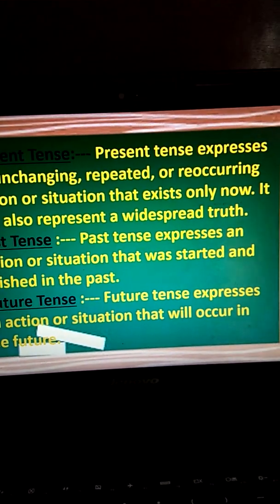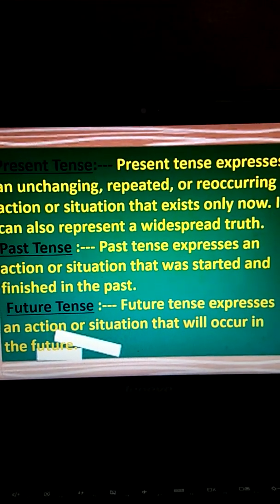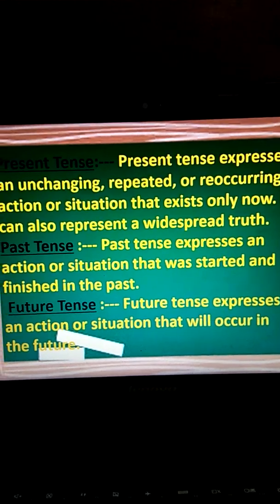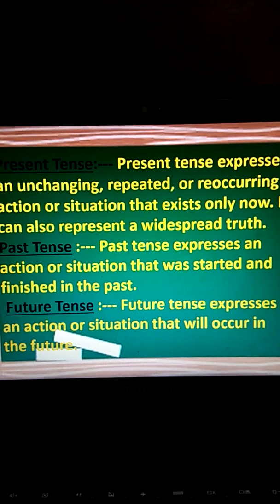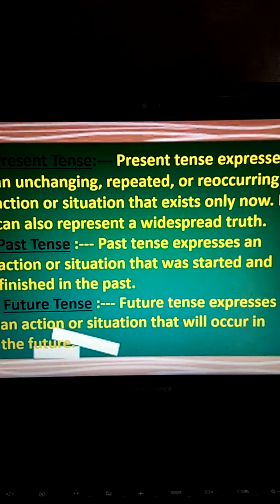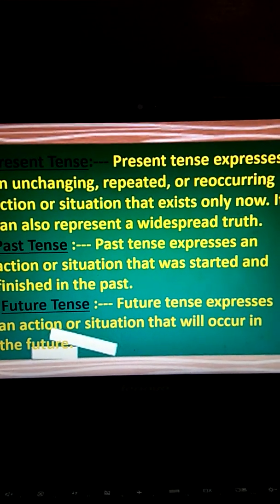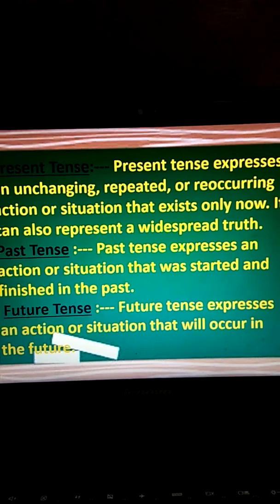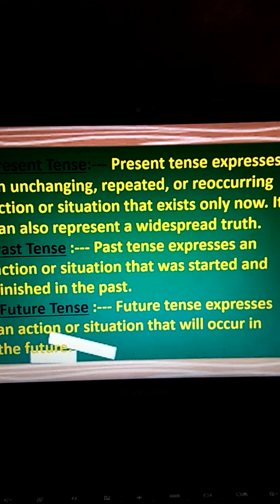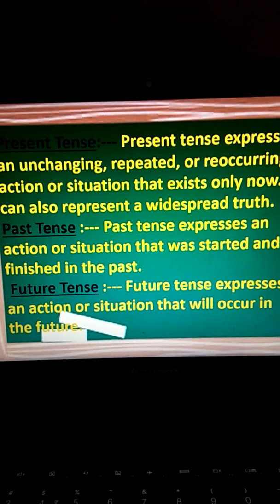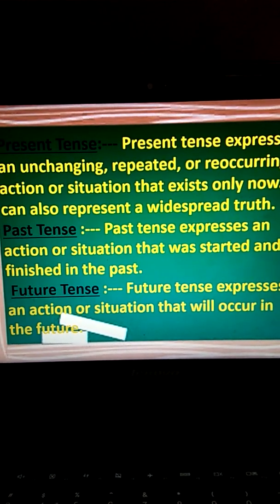Present tense. What does present tense express? Present tense expresses unchanging, repeated or reoccurring action or situation that exists only now. It can also represent a widespread truth. So what does it mean that present tense talks about something which never changes? For example, the sun rises in the east. This is a truth which will never change. So this comes in present tense.